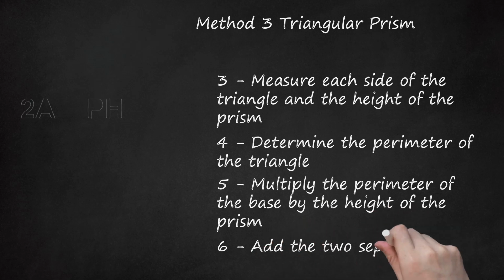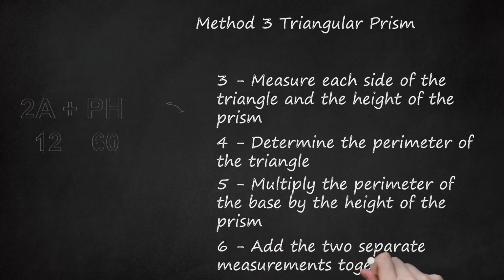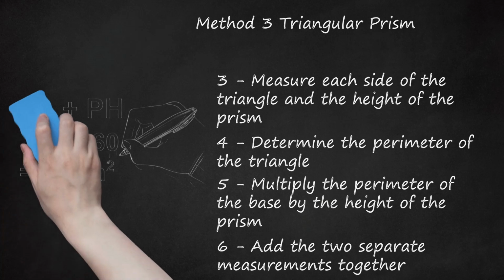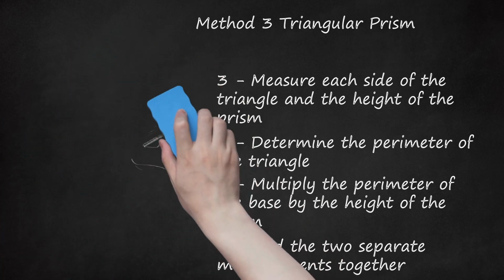6. Add the two separate measurements together. You will need to add the two measurements from the previous two steps together to calculate the triangular prism's surface area. Example: 2A + PH = 12 + 60 = 72 cm².